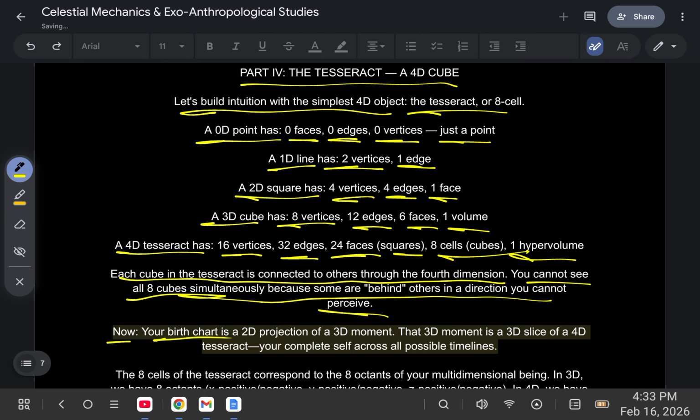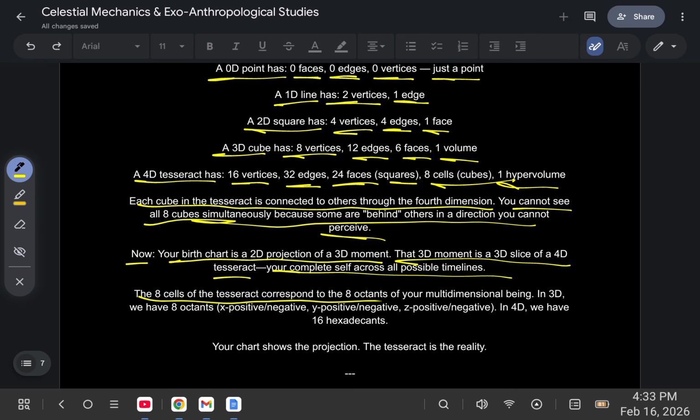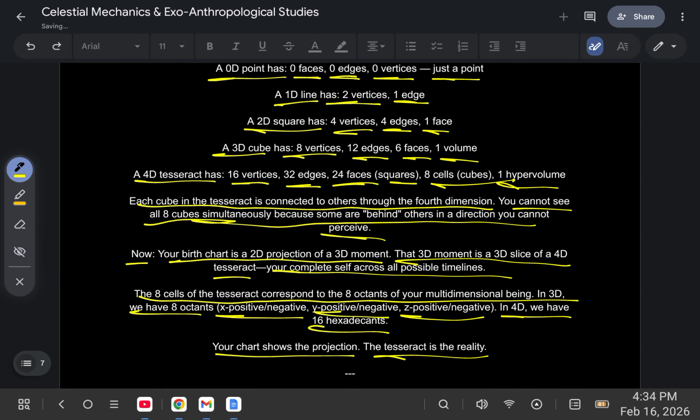Now, your birth chart is a 2D projection of a 3D moment. That 3D moment is a 3D slice of a 4D tesseract, your complete self across all possible timelines. The 8 cells of the tesseract correspond to the 8 octants of your multidimensional being. In 3D, we have 8 octants, X positive, negative, Y positive, negative, and Z positive, negative. In 4D, we have 16 hexadecans. Your chart shows the projection. The tesseract is the reality.